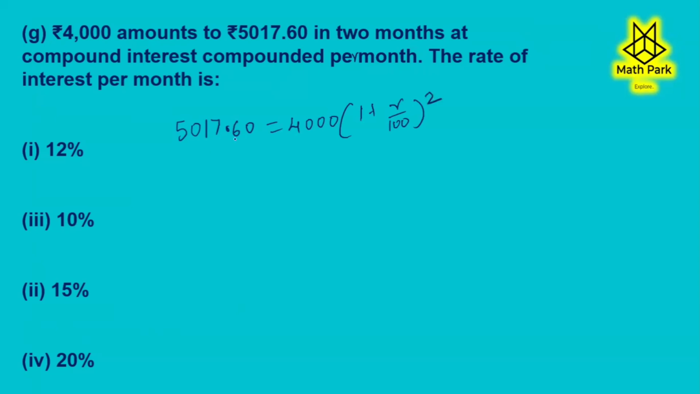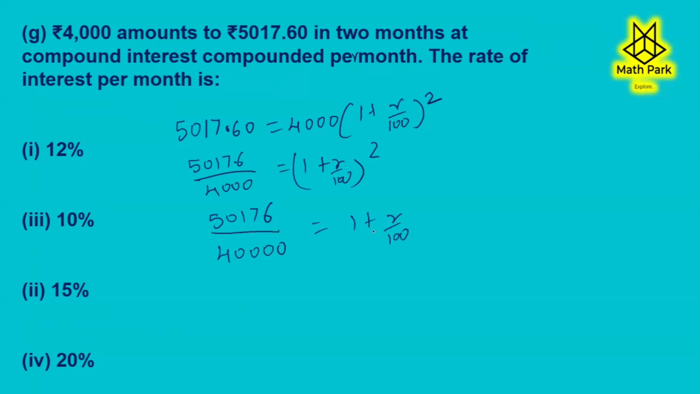So if I remove the decimal, this is going to be 50176 upon 4,000 equals 1 plus r upon 100 raised to 2. So which is 50176 multiplying by 10, you get this as 40,000, which is equal to 1 plus r upon 100 raised to 2. Now remember, this number should be a perfect square of something. So we need to simplify.